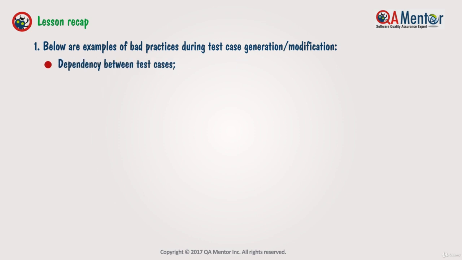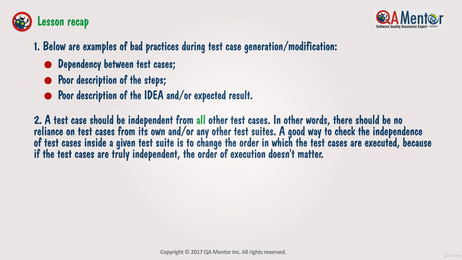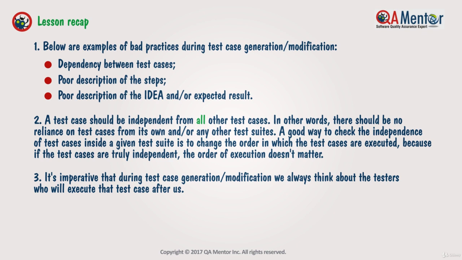Lesson recap. Below are examples of bad practices during test case generation or modification. Dependency between test cases. Poor description of the steps. Poor description of the idea and/or expected result. A test case should be independent from all other test cases. In other words, there should be no reliance on test cases from its own and/or any other test suites. A good way to check the independence of a test case inside a given test suite is to change the order in which the test cases are executed, because if the test cases are truly independent, the order of execution doesn't matter. It's imperative that during test case generation or modification, we always think about the testers who will execute that test case after us.